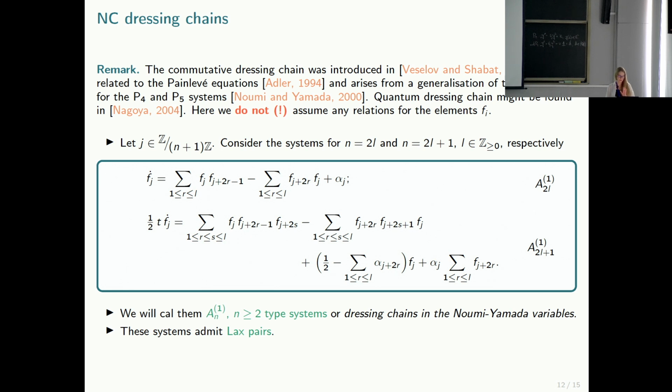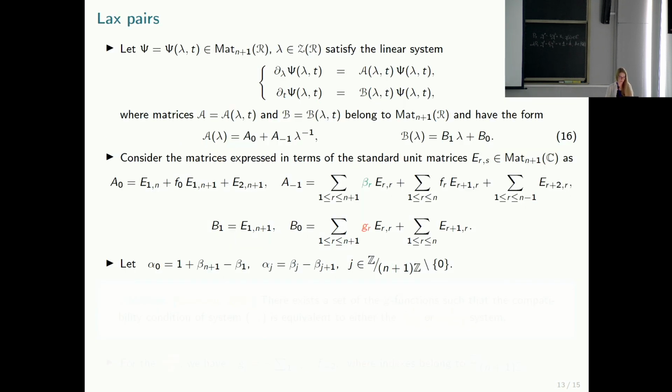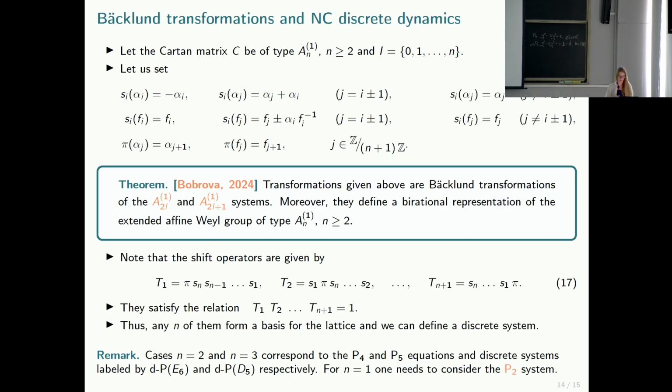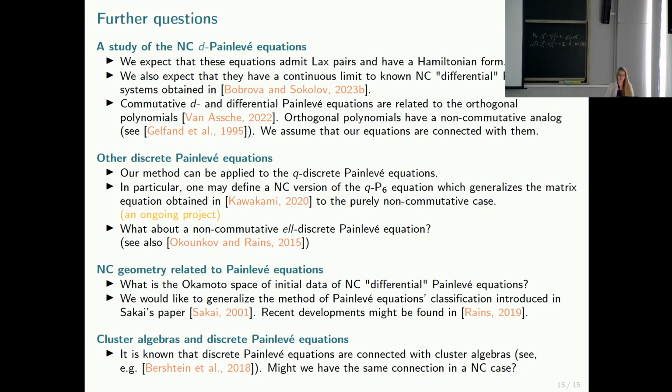Okay, so we can similarly do this for the non-commutative dressing chain. We are interested in it because the dressing chain is a generalization of the Painlevé 4 and Painlevé 5 systems to higher order, and so we can produce the same for the non-commutative case. We can present Lax pairs. We can also present Bäcklund transformations, and thanks to the Bäcklund transformations for the non-commutative dressing chain, we can introduce the discrete systems.